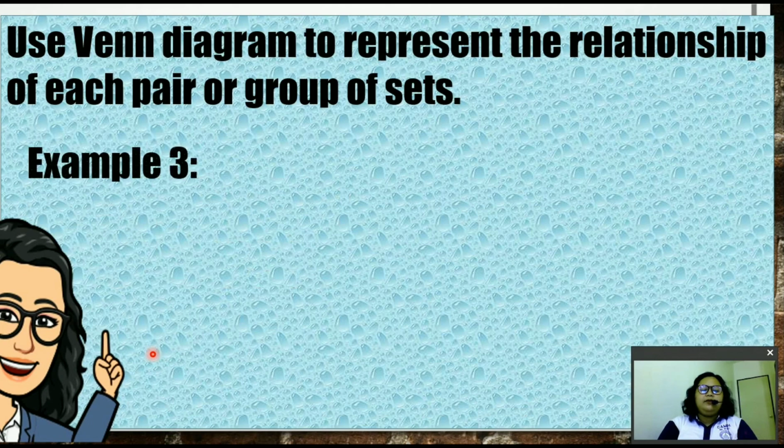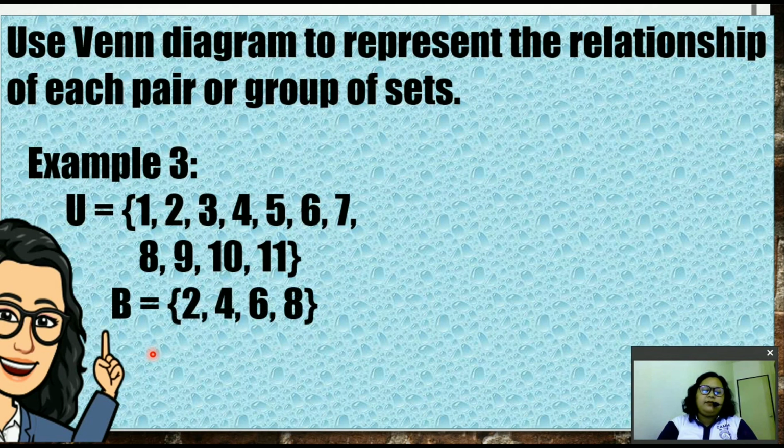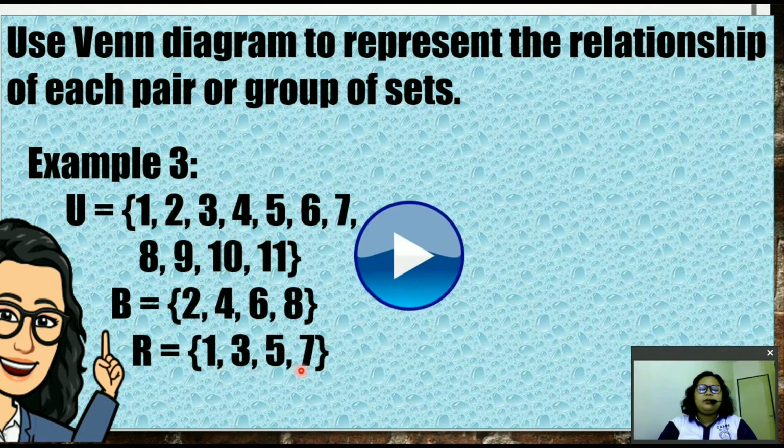Okay. So we have here example number 3. The universal set consists of elements 1, 2, 3, 4, 5, 6, 7, 8, 9, 10, 11. We also have the given set B, which consists of elements 2, 4, 6, and 8. We also have set R, which consists of elements 1, 3, 5, and 7. Okay, I want you to pause the video.